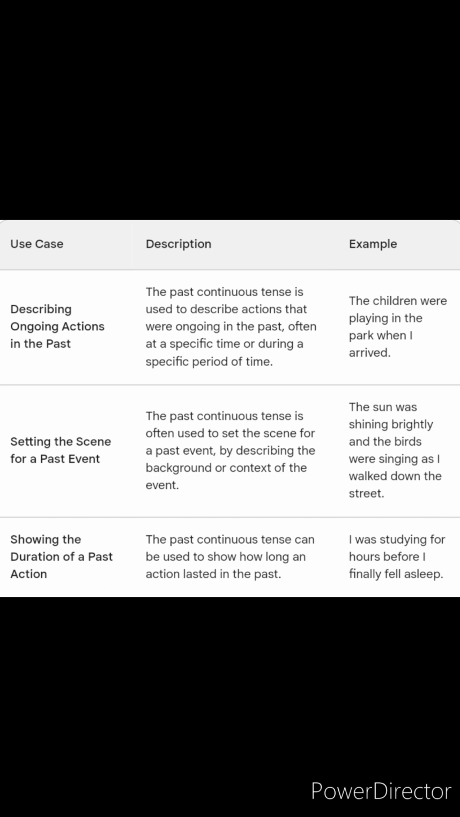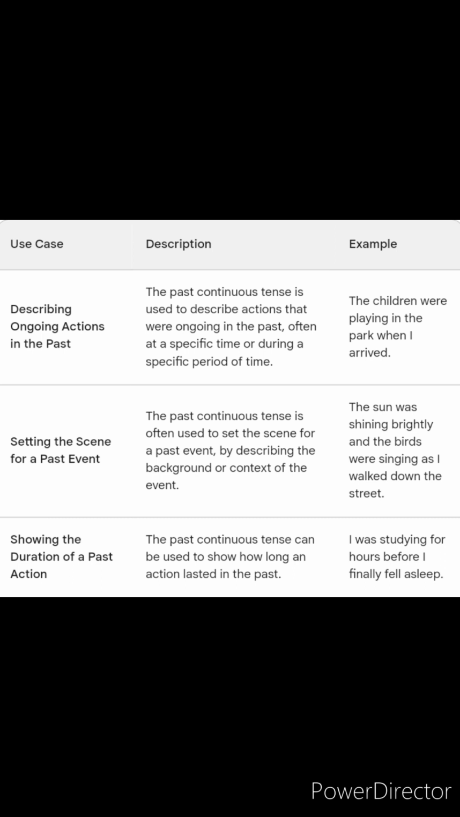Past continuous tense describes ongoing actions in the past. The past continuous tense is used to describe actions that were ongoing in the past, often at a specific time or during a specific period of time. Example, the children were playing in the park when I arrived. So the specific period of time given in this example is when I arrived.